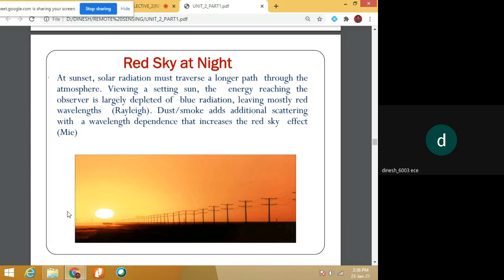Okay, during sunrise or sunset, you can see orangish or reddish, which is because the energy that reaches the observer would always be depleted of blue radiation. So wherever we look, we get only red, or red wavelengths will be scattered more during that period. So it appears red.